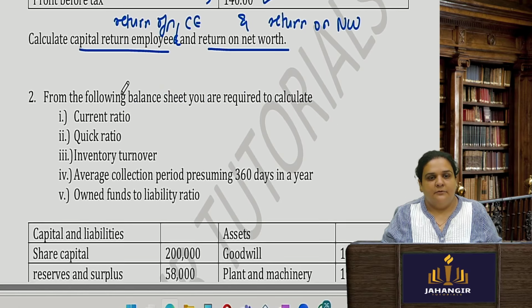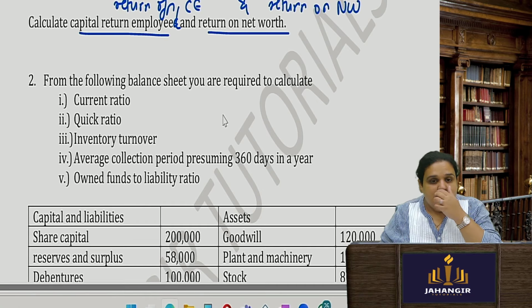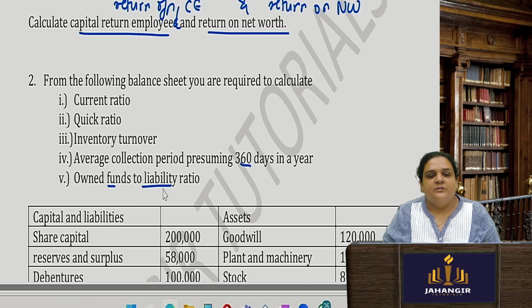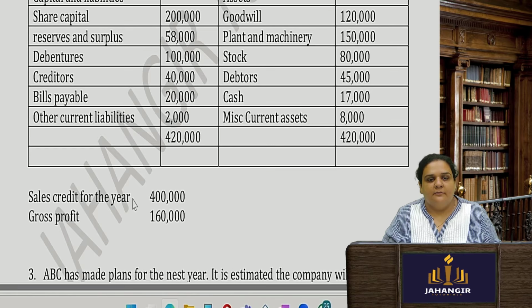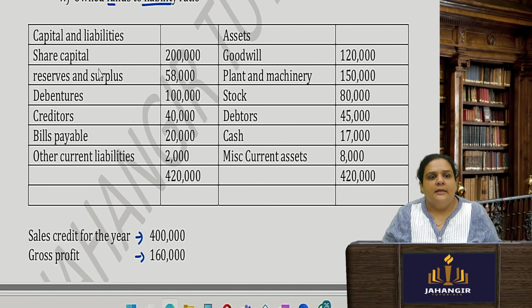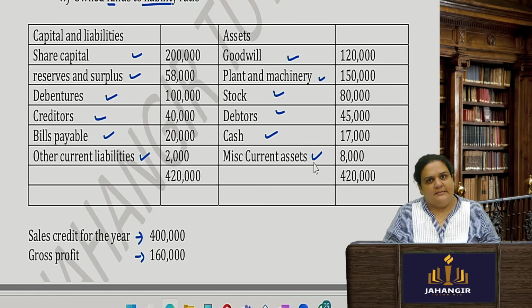Okay, next question. From the following balance sheet, you are required to calculate current ratio, quick ratio, inventory turnover, average collection period assuming 360 days, owner's funds to liability ratio. Sales credit for the year is 4 lakhs. Gross profit is 1,60,000. In liability and capital, we have share capital, reserves, debentures, creditors, bills payable, other current liabilities, goodwill, plant, stock, debtors, cash and miscellaneous current assets.